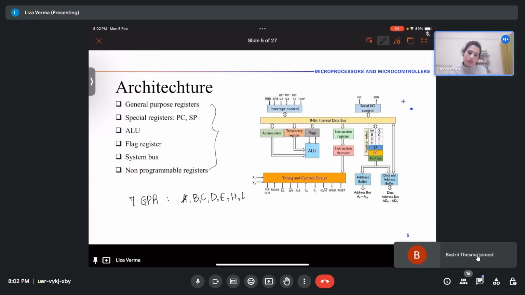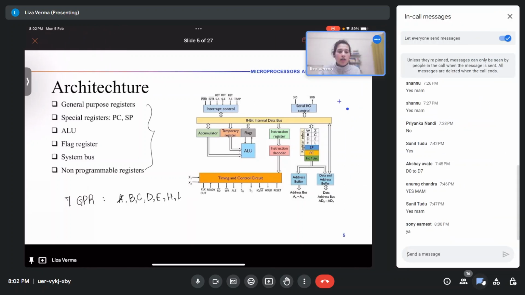Then we have special purpose registers, like program counter and stack pointer. So what is the job of the program counter? Come on, faster in chat. I think everybody has understood the architecture. It holds the address of the next instruction to be fetched.